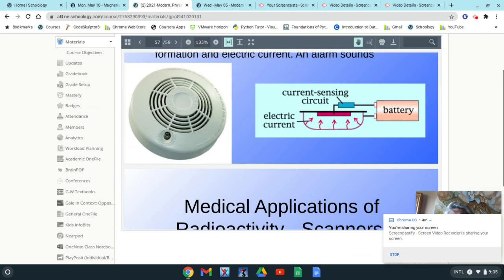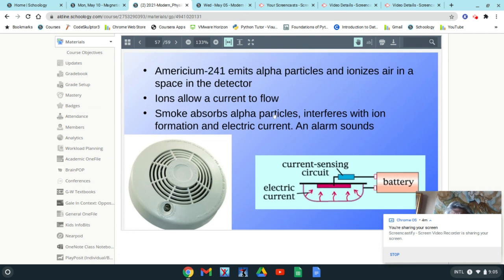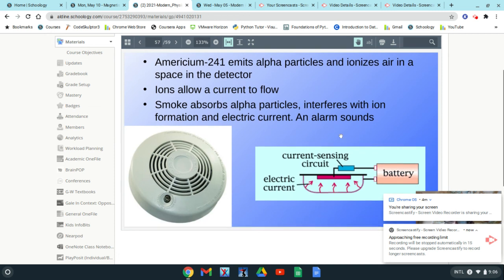And we don't really need to go into a lot of this stuff. You can see that in one of these, and we don't use those anymore, but we used to back in the old days. They have changed now. But this particular isotope emits alpha particles that ionize air in the space in the detector. The ions allow current to flow. If smoke is produced, that absorbs the alpha particles, interferes with the movement, and that creates an alarm. And that was an old way of using it.